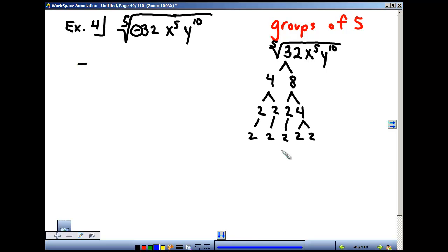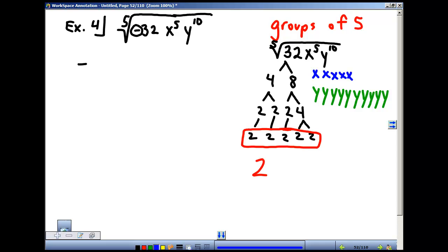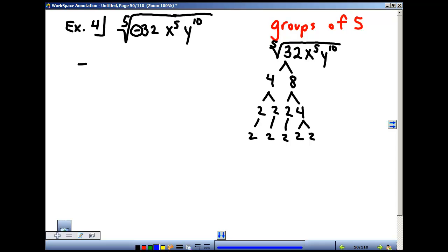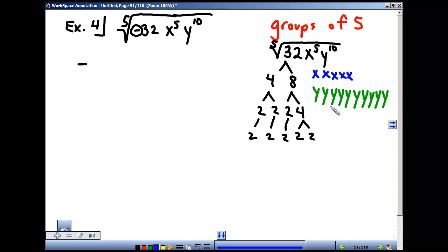32 breaks down to be 5 2s, 2 times 2 times 2 times 2 times 2. If I break up the x's and the y's, my factors of 32 are 2 times 2 times 2 times 2 times 2. Also, break down your factors of x and y. There are 5 x's and 10 y's.